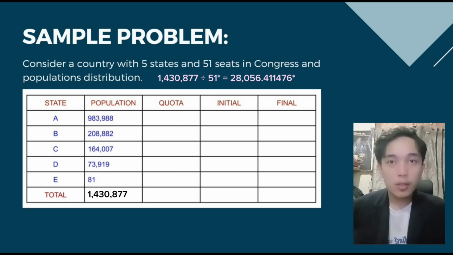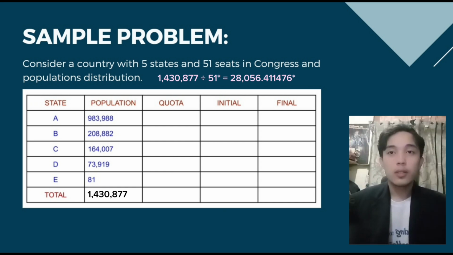To find the quotas, we need to take each state's population and divide it by the standard divisor, which is 28,056.41176. State A has a population of 983,988. To get the quota, we need to divide it by the standard divisor, 28,056.41176, and we're using 4 decimal places.